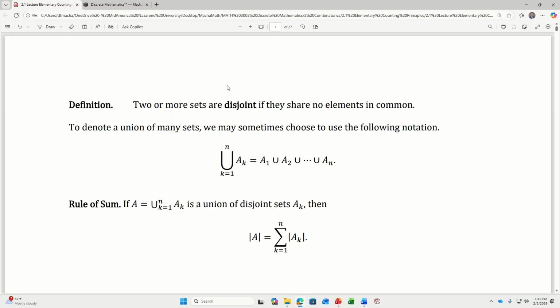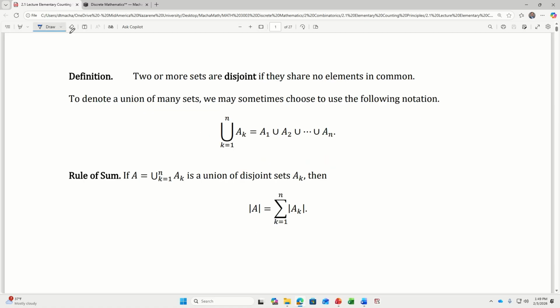We've got counting principles. And some of this stuff maybe is a review from earlier this semester, but 2 or more sets are disjoint if they share no elements in common. If I want a union of many sets, we may sometimes choose to use the following notation.